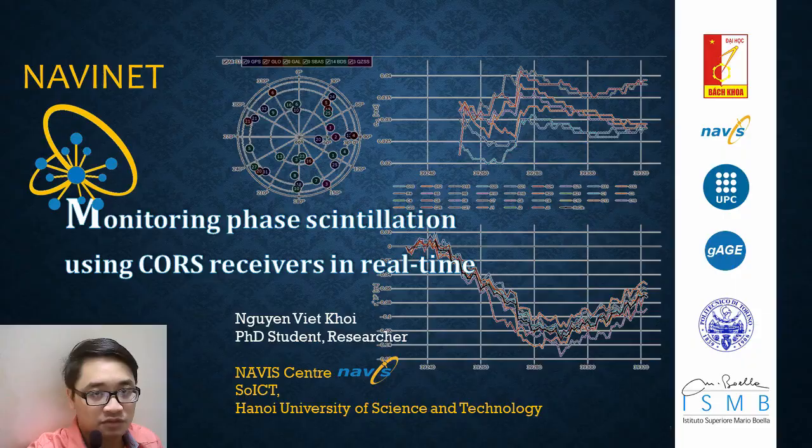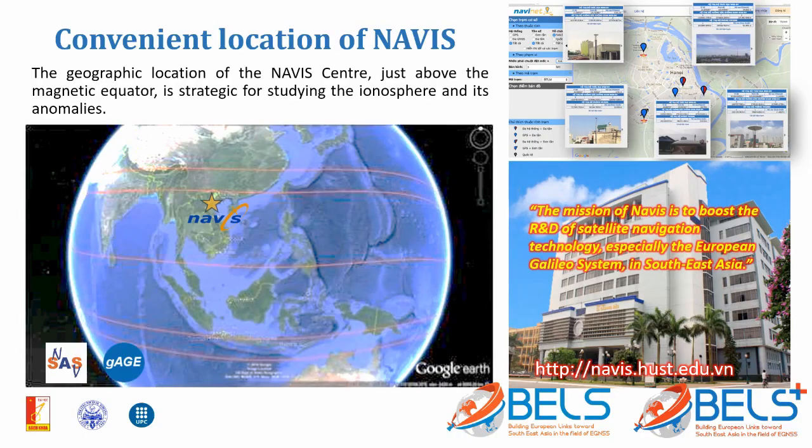So first, let me briefly introduce our research group, NAVIS Center. The NAVIS Center was established with a project co-funded by the European Union through the collaboration among European and Asian partners. Here we focus on research and development of satellite navigation technology, especially in Southeast Asia. We've been supported by international institutions such as the Politecnico di Torino, or Polito, from Italy, and the Polytechnic University of Catalunya, or UPC, from Spain, with collaborating partners such as NAVSAS and GAGE.